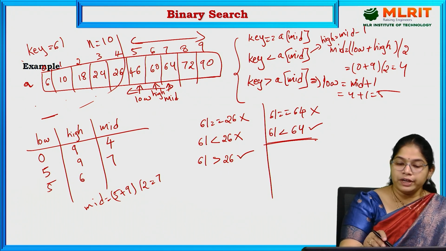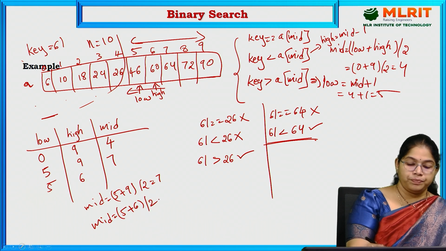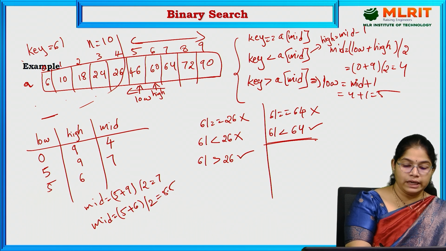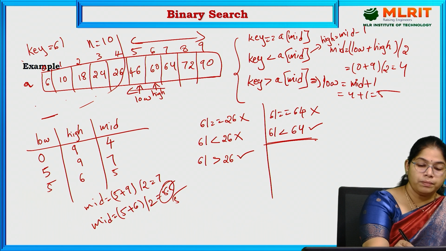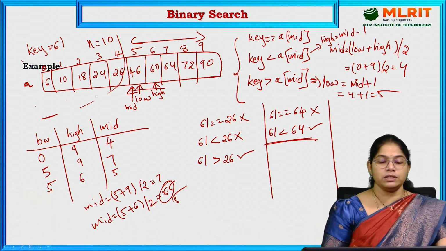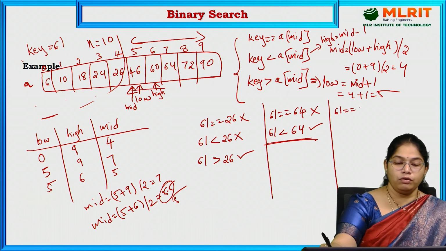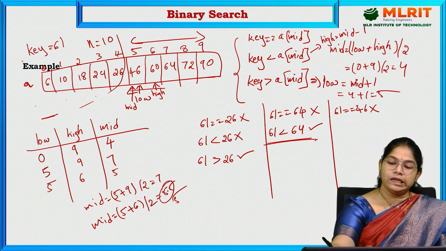So again we have to find out the mid value. Mid is equal to low plus high, 5 plus 6 by 2. So we got 5.5. We'll take the floor value as 5. Now mid value is 5. So now mid is here. Again we have to go with the 3 conditions. That is key, 61 equal to A of mid. A of mid is 46. No, condition false.